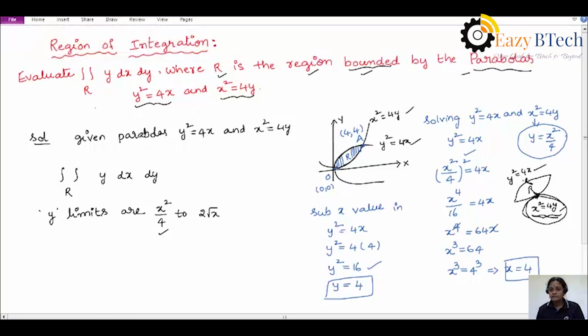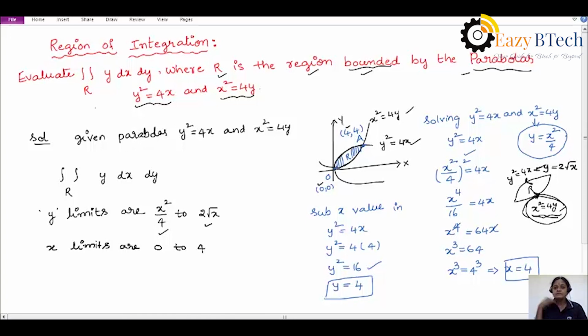So if y square is equal to 4x, then y is equal to 2 root x only. That's why the limits: x square by 4 becomes the lower limit, and 2 root x becomes the upper limit, and the x limits are 0 to 4 according to the diagram. The x limits are 0 to 4. Students, one thing you have to listen to carefully here.